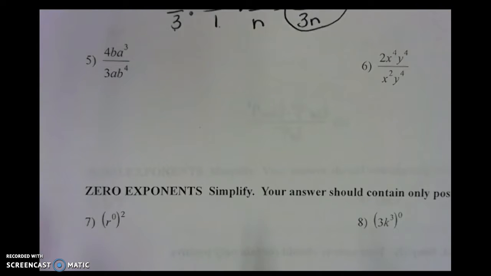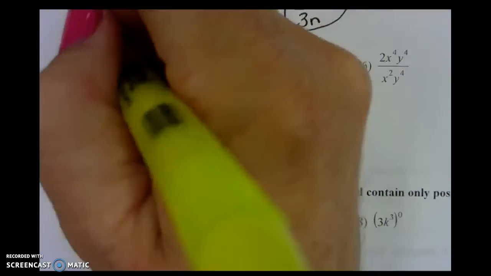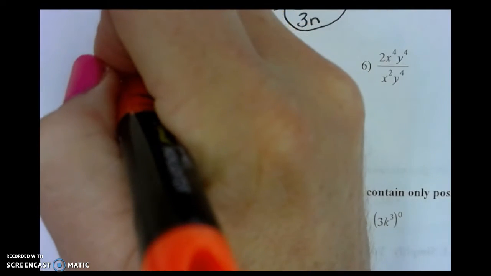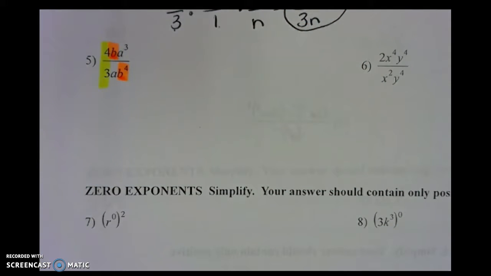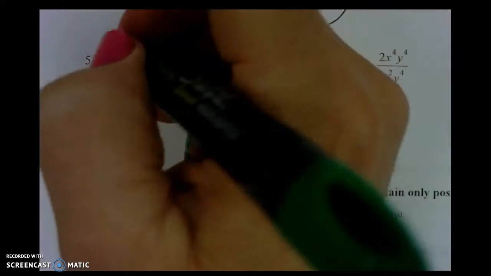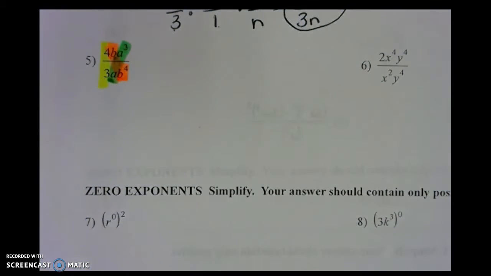Number 5, we have 4 over 3. Those are our coefficients. That's going to be considered like bases. We have b and b to the 4th. Now notice those were not stacked up on top of each other. That's okay. We can still connect those. Those go together. And then we had a to the 3rd and a.